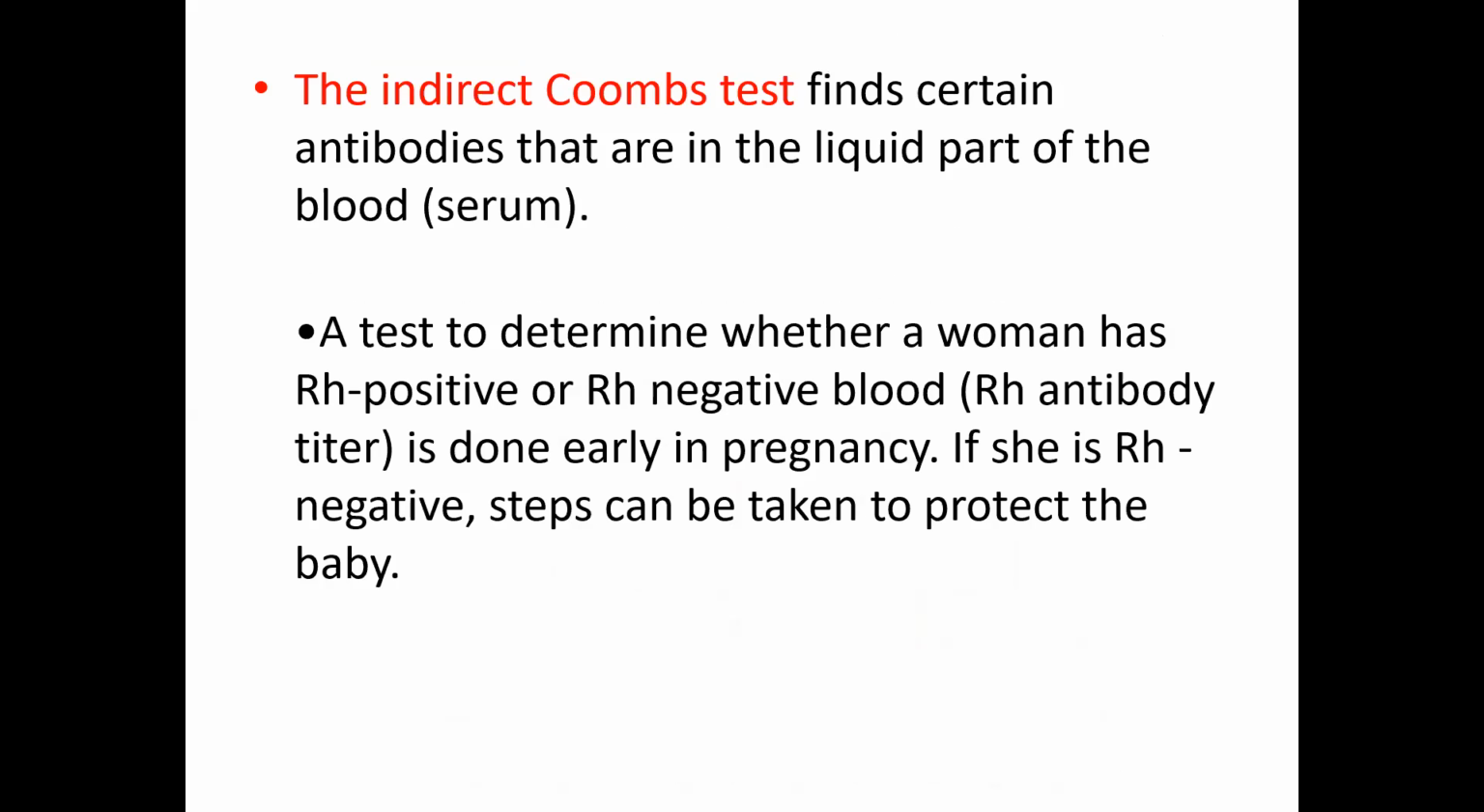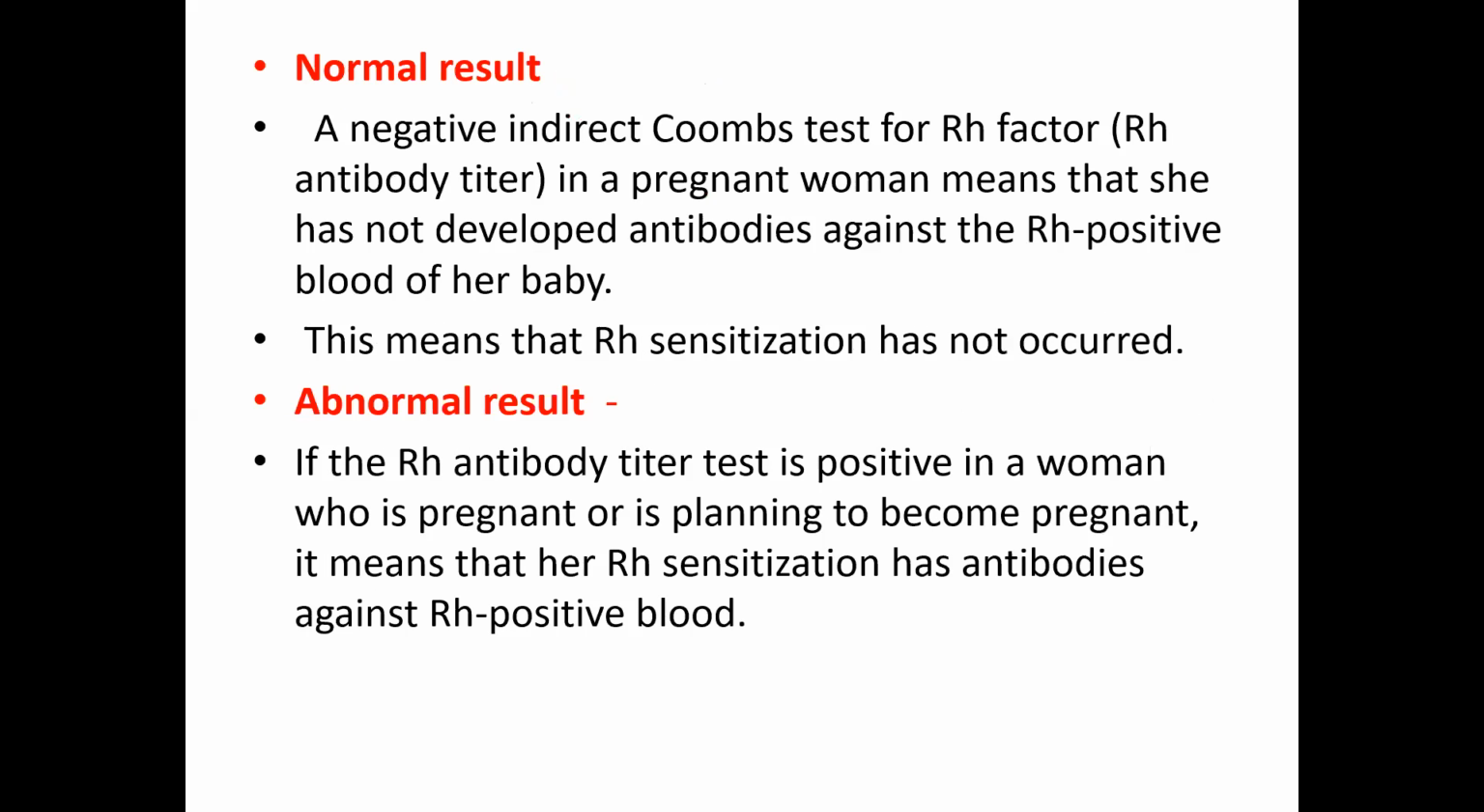Indirect Coombs is when we have to find out whether any antigen-antibody reaction, or any antigen, entered the maternal circulation during pregnancy. Okay, a test to determine whether the woman has Rh positive or negative blood or antibodies is done early in a pregnancy. If she is Rh negative, steps can be taken to protect the baby. Okay, normal test, I already explained this. Abnormal test. Okay. A normal test is a negative indirect Coombs test for Rh factor in a pregnant woman, meaning that she has not developed antibodies against the Rh positive baby.